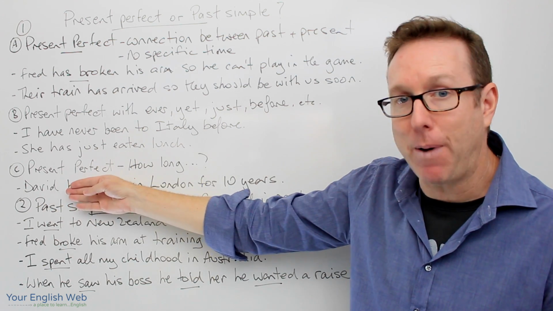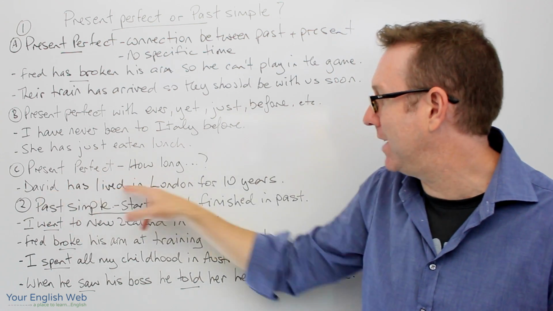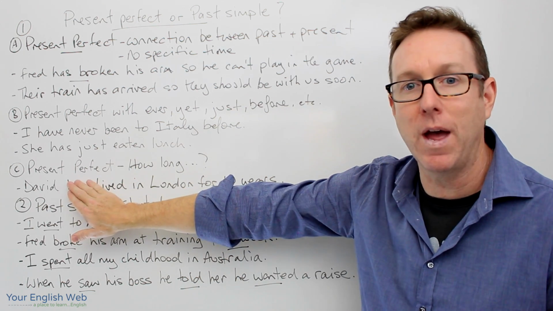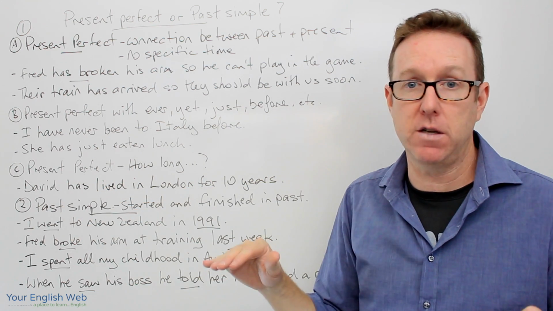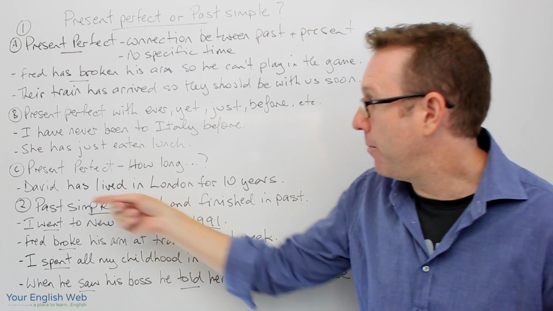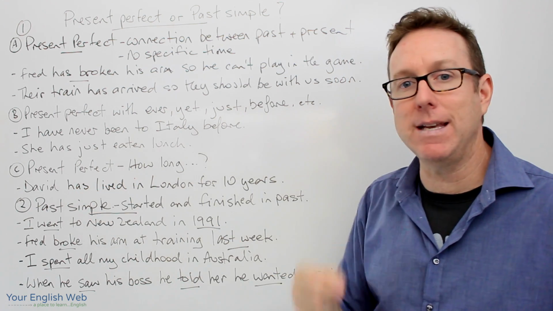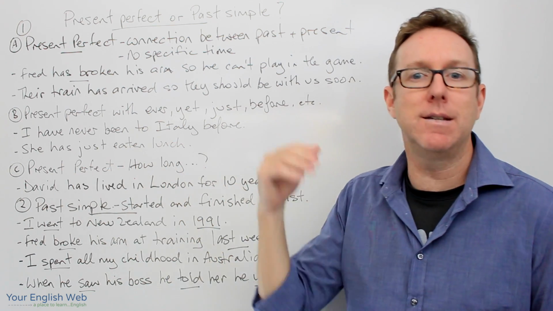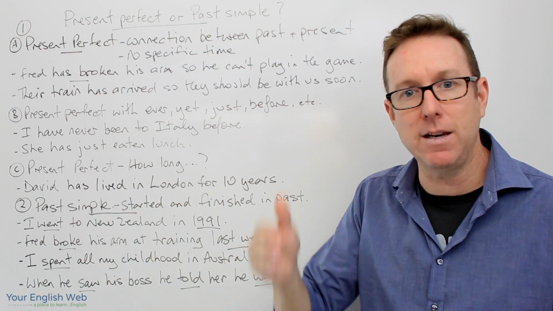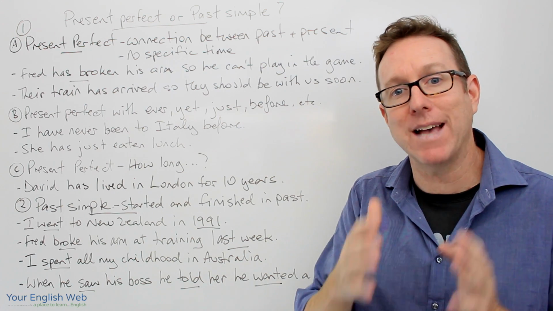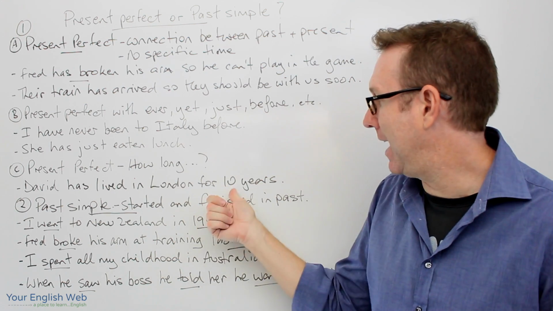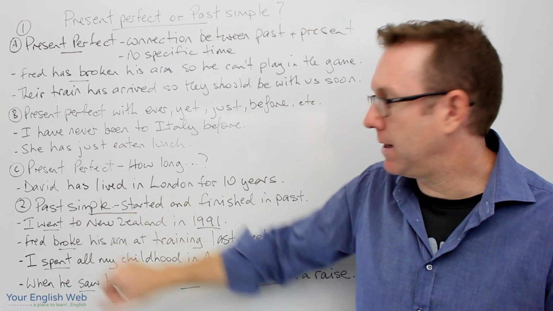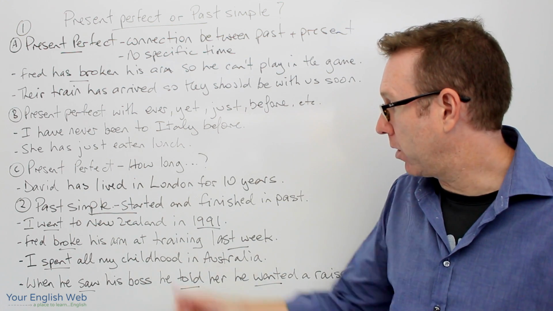If there was a past simple, David lived in London for 10 years with no has, it would mean that it's a finished event and he doesn't live there anymore. But this tells me that he's still living there. So how long has he been living there? 10 years, all right? He continues to live there. Or how long has he lived in London? 10 years. Now the past simple, let's have a look.